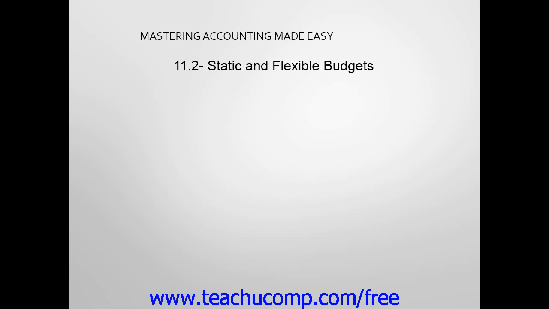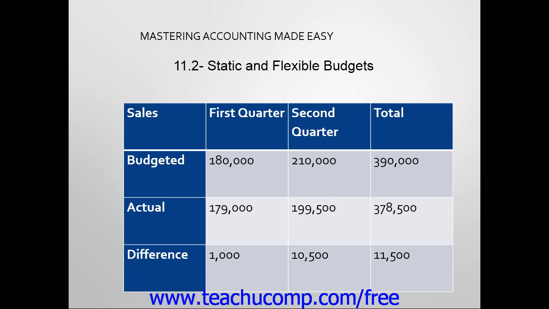A static budget is a projection of budget data at one activity level. These types of reports will not show data for different levels of activity. Companies use these to compare actual results with budget data at the activity level that was used in developing the master budget. Let's take a look at an example.